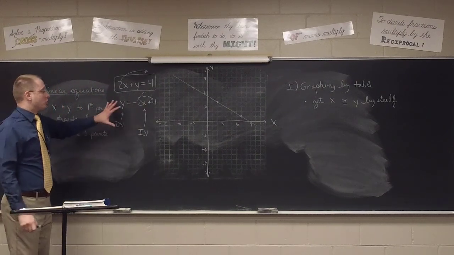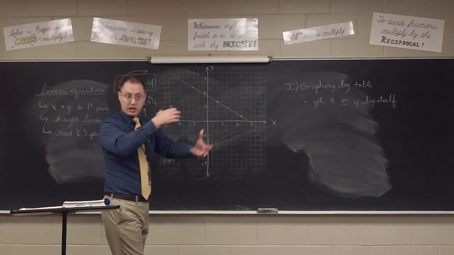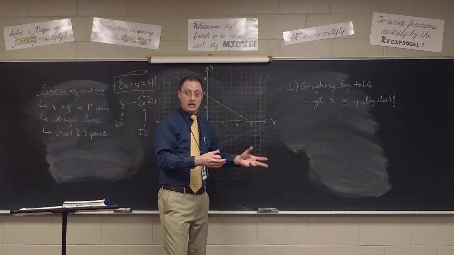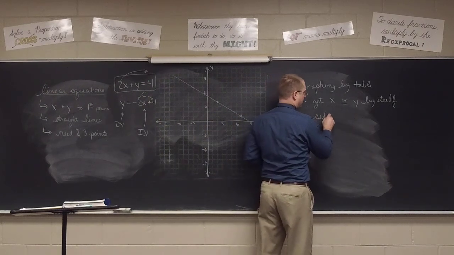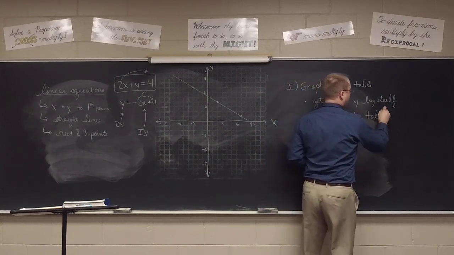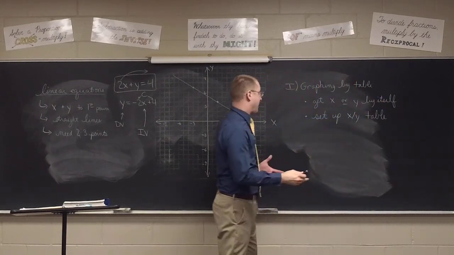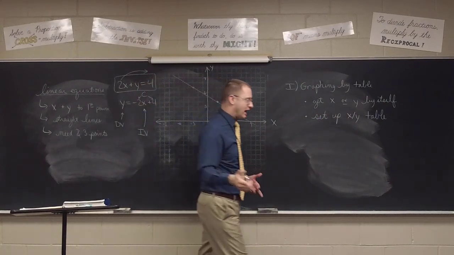Well, what we're going to do, once we've gotten x or y by itself, and that's not hard to do, we're good at moving things around. That's one reason I teach it that way, to make this step that much easier. We're going to set up an xy table. This is the reason we call this method graphing by table, because we use a table to graph.